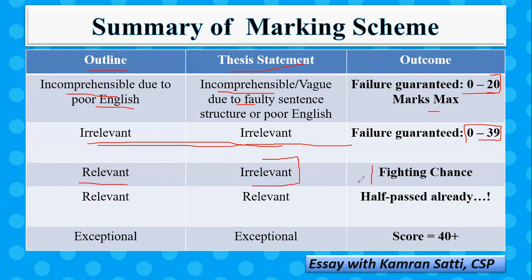If you have written a relevant outline and an irrelevant thesis statement, the examiner will give you a fighting chance. Now, this highlights the importance of both outline and thesis statement. Then if you have written both relevant, then you are already half passed in the examiner's books. All the examiner wants to see is that you have written the same stuff which you have mentioned in the outline, and you have gone on to prove the same stance which you have mentioned in the thesis statement. And then there is the last category, which are exceptional.